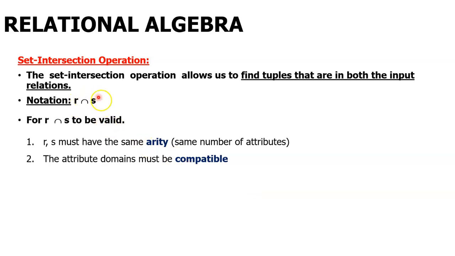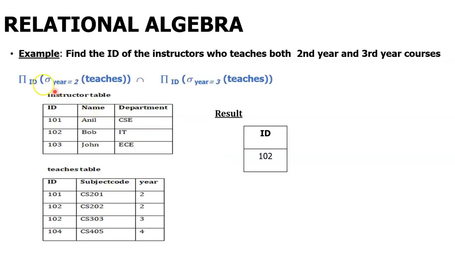So for that, the intersection symbol is here. This is the same equation with a different symbol, intersection. Here I have to find the ID of the instructor who teaches both second year and third year courses. So same condition with the intersection symbol. So I know that 101 or 102 is the common person who is taking second year and third year. So it got displayed, right?